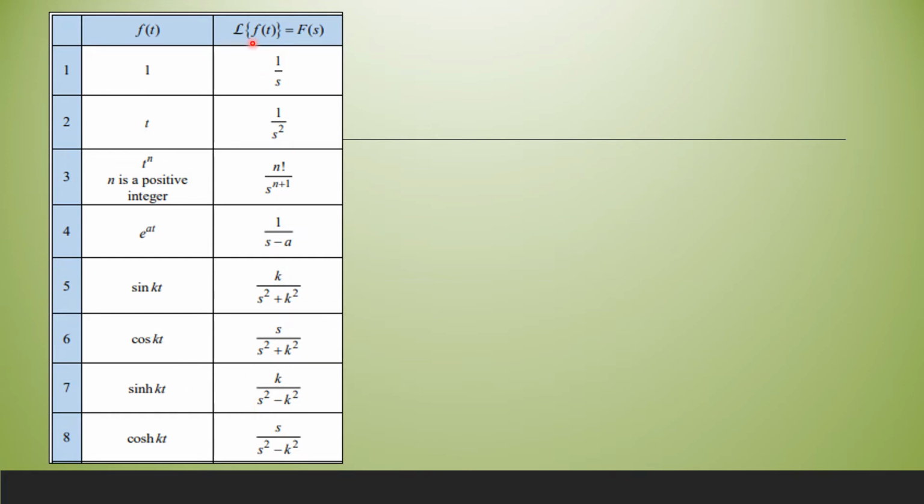So the Laplace transform of f(t) is equal to F(s), implying that the inverse Laplace transform of F(s) is equal to f(t). When you want to find the inverse Laplace transform of a function in s, the result will be in terms of t. For example, the inverse Laplace transform of 1 over s squared is equal to t. The inverse Laplace transform of 1 over s minus a is equal to e to the power of at. The inverse Laplace transform of s over s squared plus k squared is equal to cos kt.